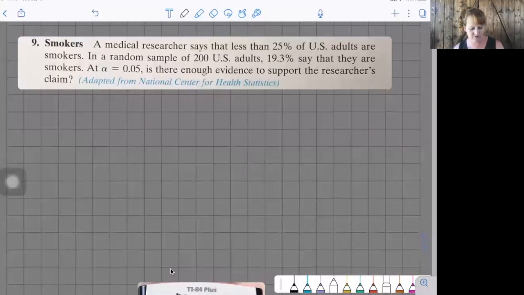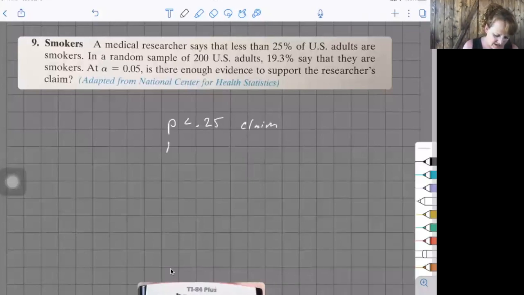Medical researcher says that less than 25% of adults are smokers. Okay, are you a smoker? Yes, no, that's going to be binomial. So instead of using the mean, we're using P because it's a population proportion. So P is less than 0.25. That's going to be our claim. Okay, the complement of that is going to be P is greater than or equal to 0.25.